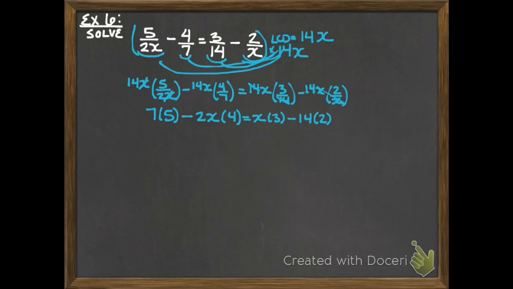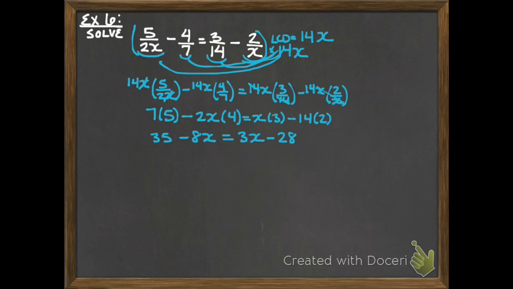Now let's just go through and clean this up. So that's going to give me, let's see, 35 minus 8x equals 3x minus 28.